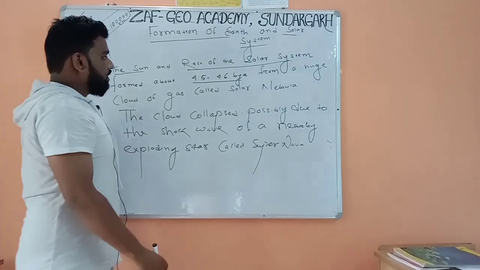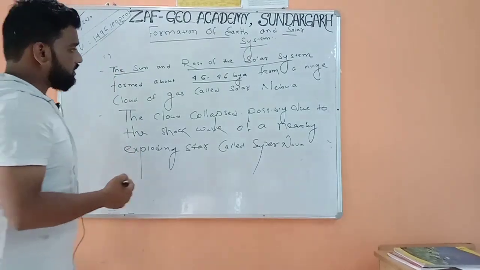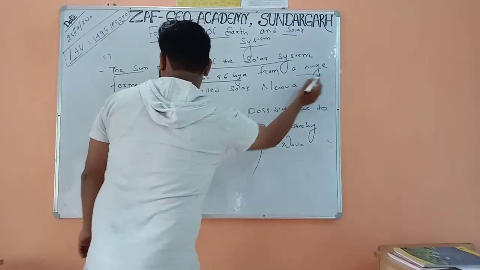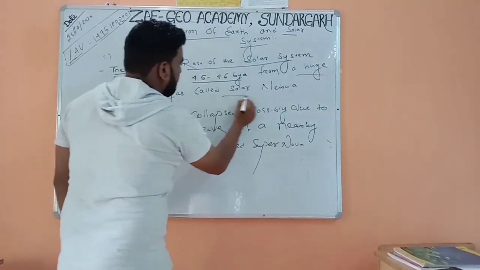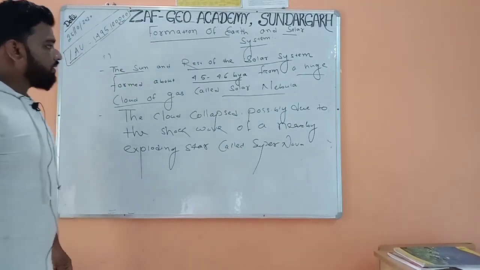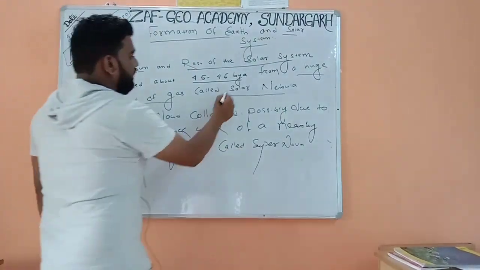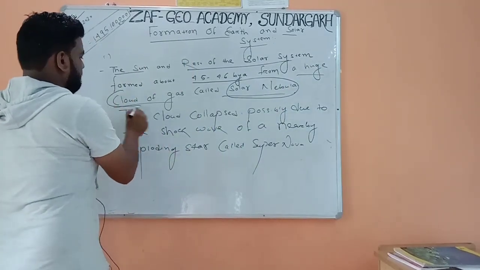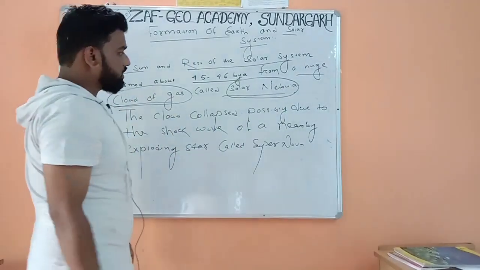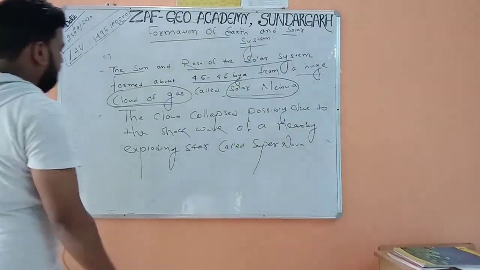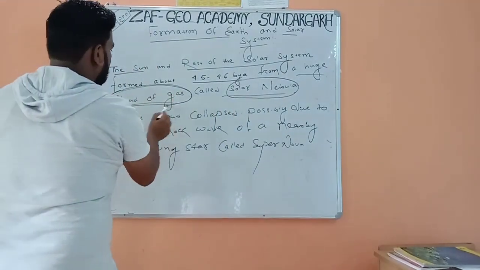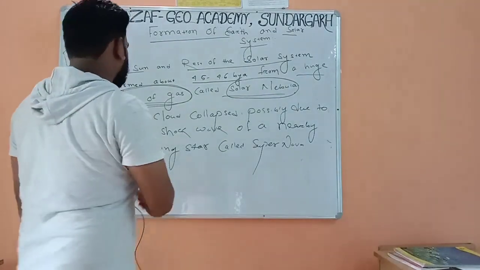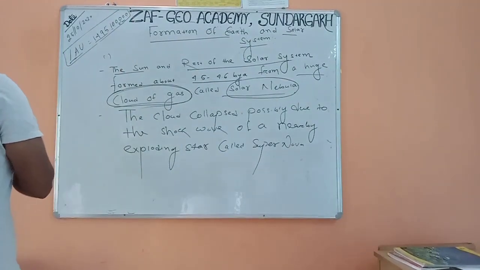Okay, how did they come into existence? The building material is a huge cloud of gas called the solar nebula. A huge cloud of gas, which scientists call the solar nebula. From this solar nebula, the Sun and the rest of the planets came into existence.